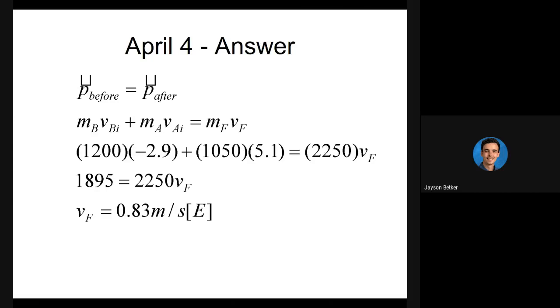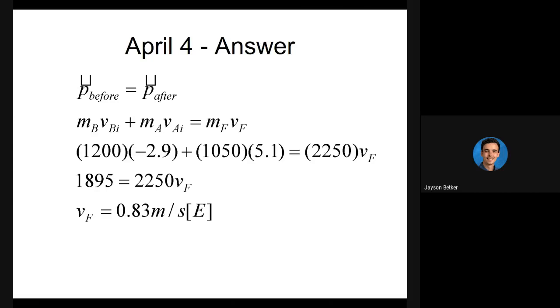That means that I have the mass of the one car, we'll call it car B, times the velocity of car B initially, plus the mass of car A times the velocity of car A initially. Those two added together are going to be equal to the mass of the two of them together, that's 1,200 plus 1,050, times the velocity of the two when they're stuck together.